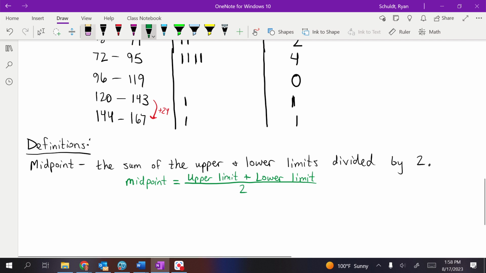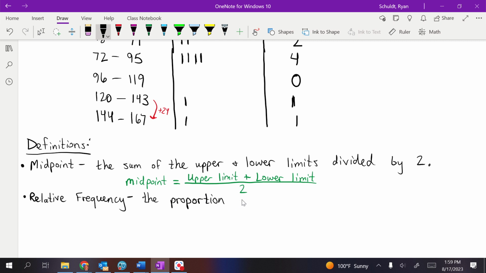And then we have relative frequency. There's midpoint. We got relative frequency. Relative frequency is the proportion of data that falls into the class.